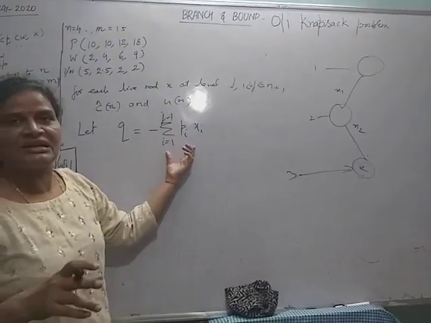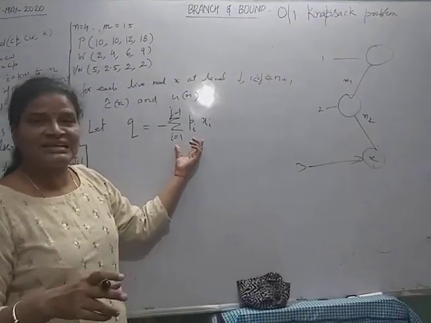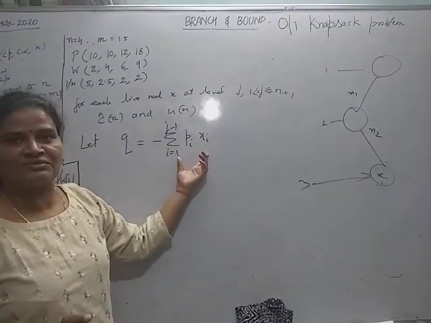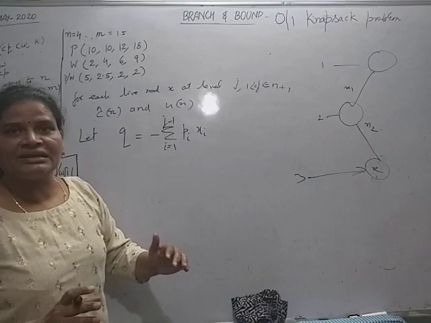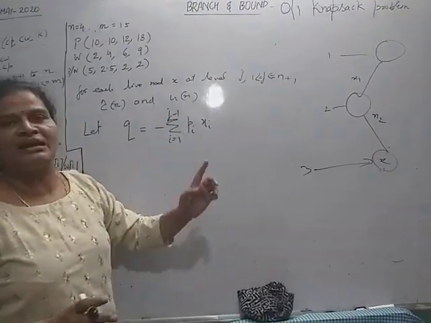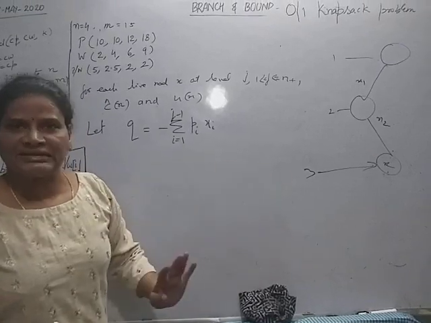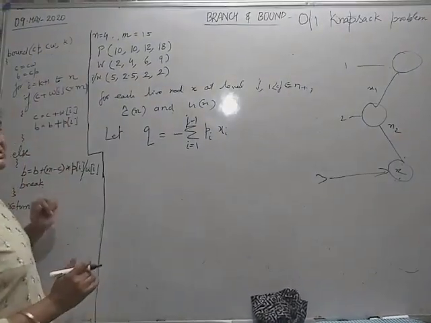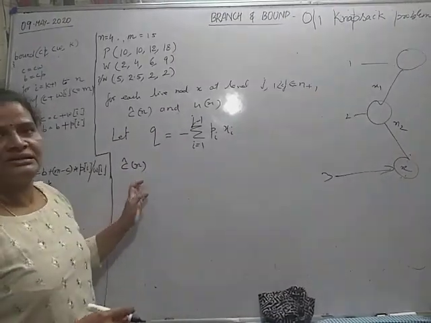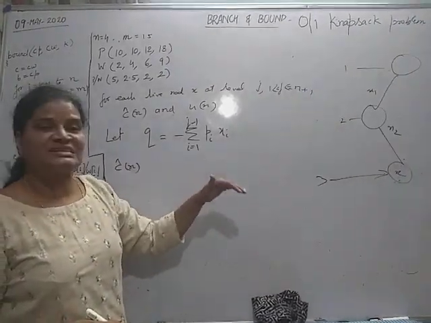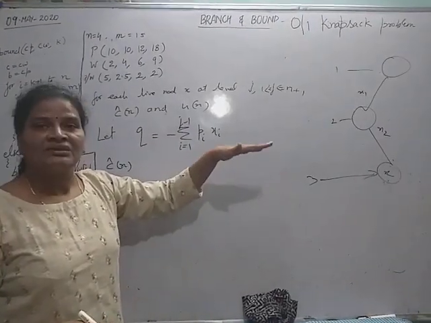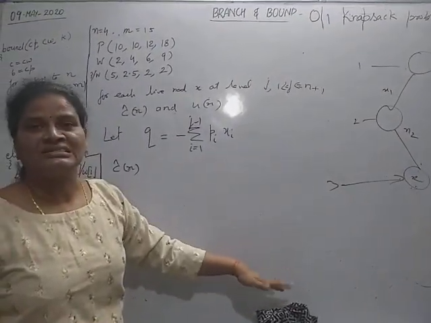You can say that this is the cost of reaching node x from the root node. Here I cannot change this one, because the assignments for xi's from 1 to j minus 1 have already been taken. Now we compute C cap x. So now what I am doing? I want to find the cost of reaching from level j to level n plus 1.